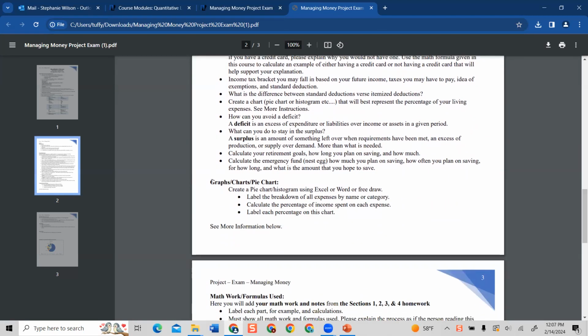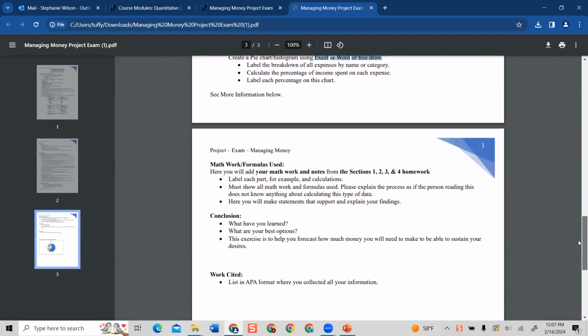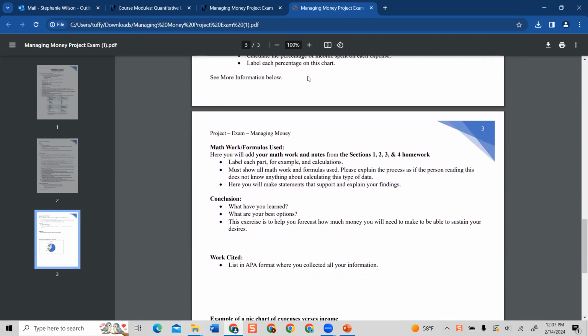I do want at least one graph. It could be a pie chart, or it could be a histogram. And I'm going to pull up Excel here in just a minute, and I want to show you how to do this. If you free draw this, make sure you're neat. You may want to use a cup or something round to draw it, or use a ruler to do the histogram, but make sure it's neat and as close to accurate as possible.